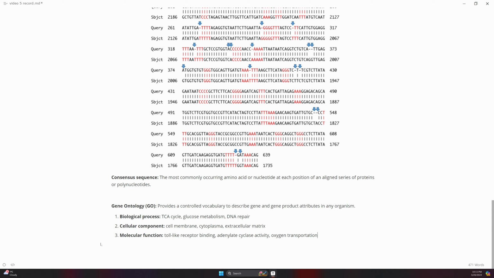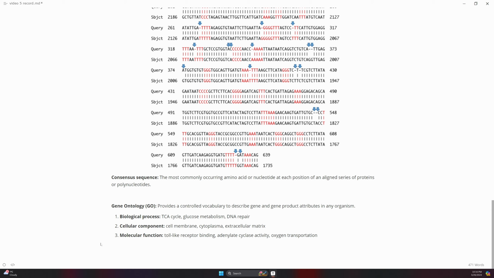Next, we're going to talk about gene ontology. Gene ontology provides a controlled vocabulary to describe gene and gene product attributes in any organism. People who study worms and people who study mammals may be describing the same process with different words. And the Gene Ontology Consortium is trying to unify this by providing a controlled vocabulary. In short, it contains three big categories. One is biological process, which, for example, can be the TCA cycle, glucose metabolism, or DNA repair. Basically, it's a thing that you study in biochemistry.